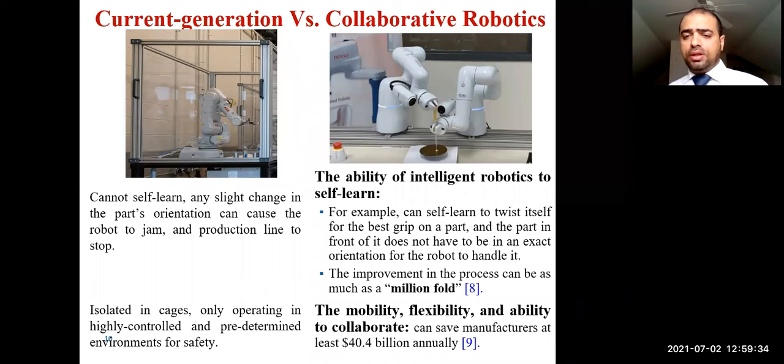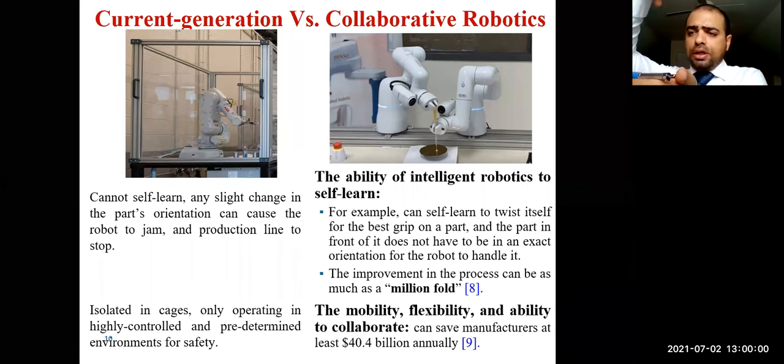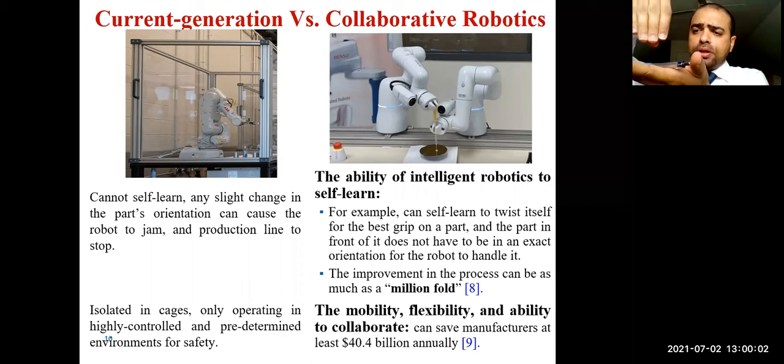Now, a second main difference is the ability of intelligent robotics to self-learn. And it is estimated that this ability alone can improve the process by 1 million fold. Let's think about it here for a moment. If you have, for example, a part, and let's say on an assembly line, the part is picked up by a robot. Now, if the part was misoriented slightly, a standard robot might jam. It might try to pick it up and jam.